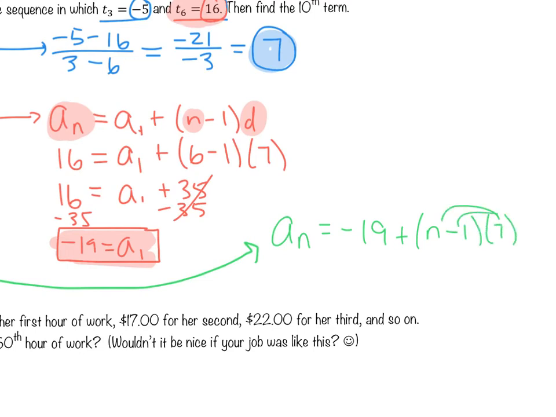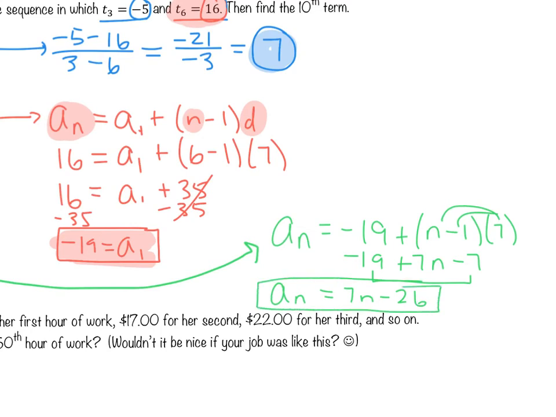We distribute, so I get negative 19. 7 times n is 7n. 7 times negative 1 is negative 7. Combine like terms, and I get A sub n equals 7n, negative 19 minus 7 is negative 26.